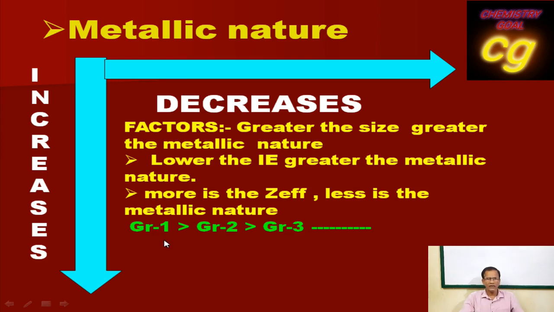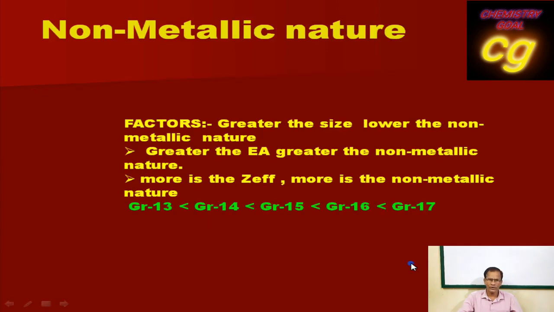So group 1 metallic character is greater than group 2 and group 3. From left to right, the size decreases, so metallic character decreases. That means Z effective increases, and that's why metallic character decreases from left to right. So these are regarding the metallic nature of the elements and how it changes across groups and periods.